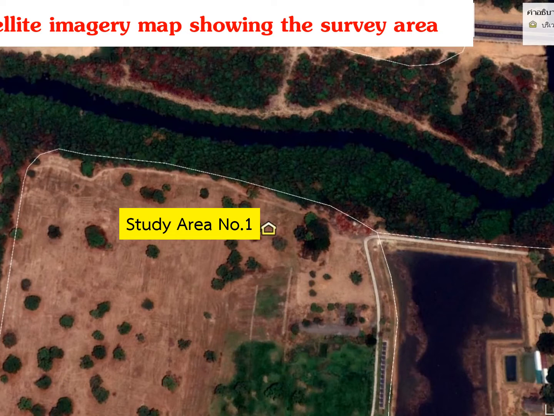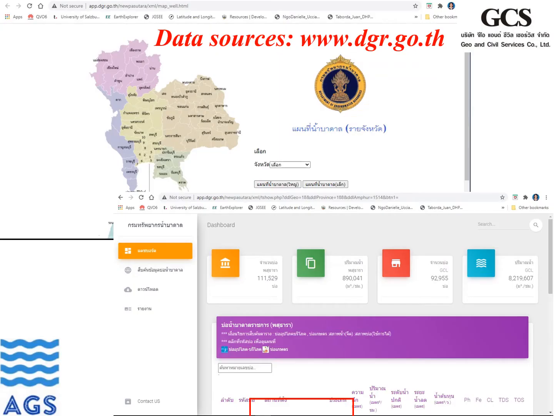The geophysical survey procedure to measure the resistivity data consists of preparation, correction, and studying basic information, such as topographic area photos and satellite imagery from the Google Earth map. The data source consists of groundwater well information that can be searched on the website of the Department of Groundwater Resources.